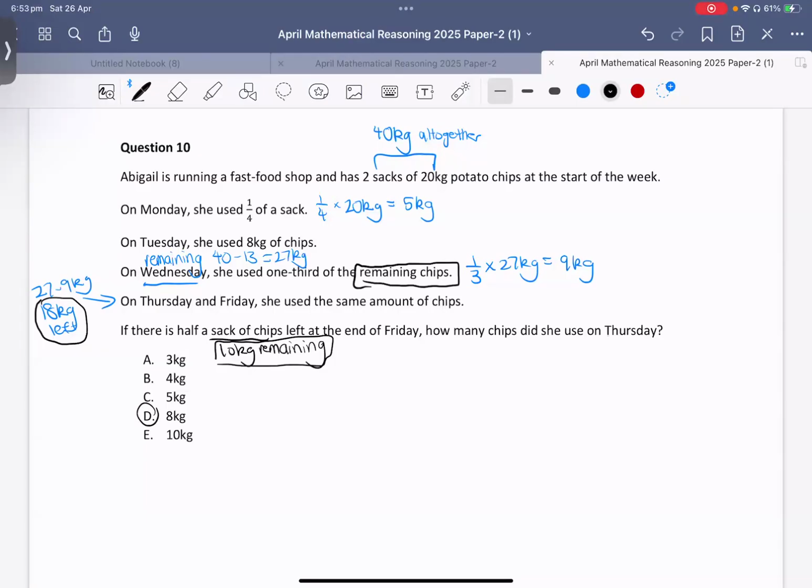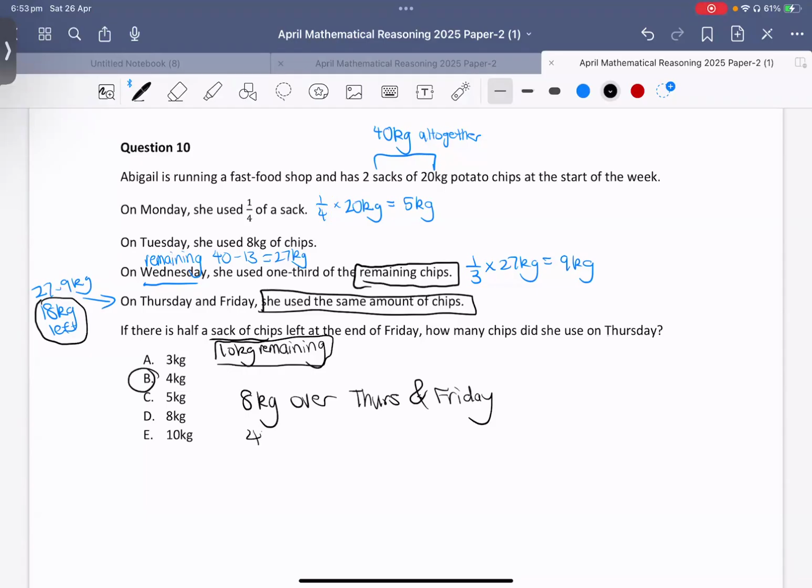Hopefully that one makes sense. It's just a lot of working in a sequence, and just sorry, my bad. There's one thing that I haven't done. It says she used the same amount of chips on both days, right? So that means that there was 10 kilos remaining, so she used 8 kilos over Thursday and Friday. Sorry if I confused you there. So that means it's 8 kilos over Thursday and Friday, meaning it's actually 4 kilos per day.